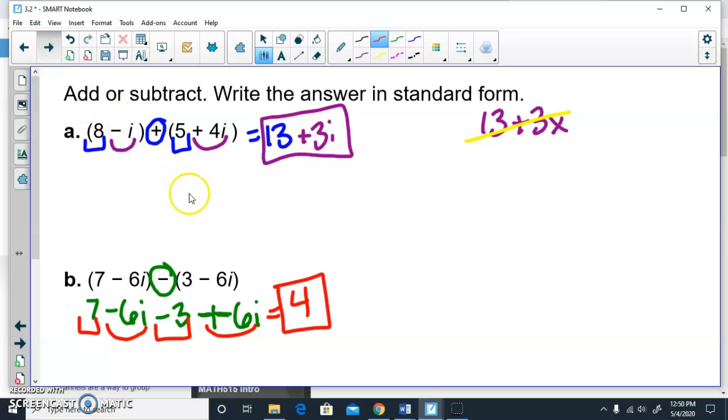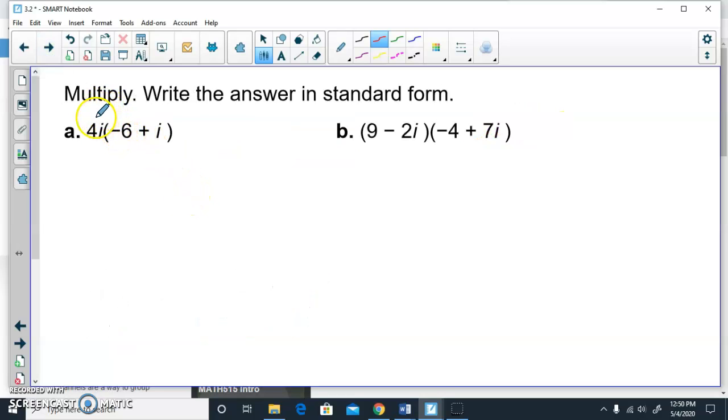Let's go ahead and look at multiplication. So here we've got 4i times negative 6 plus i. So again, distributive property here. And when we distribute, we have negative 24i plus 4i squared.